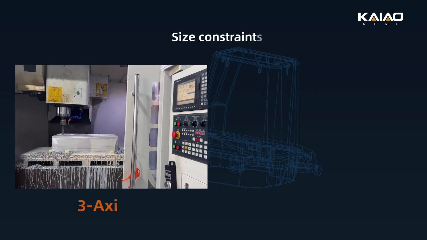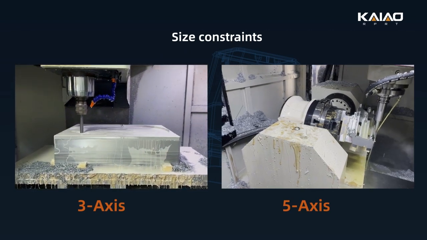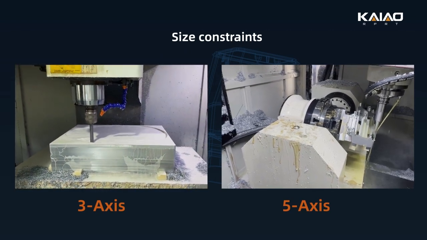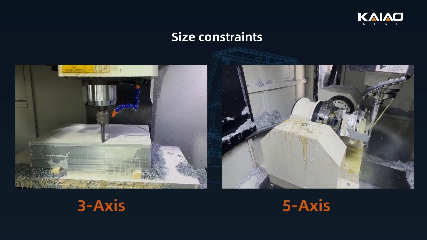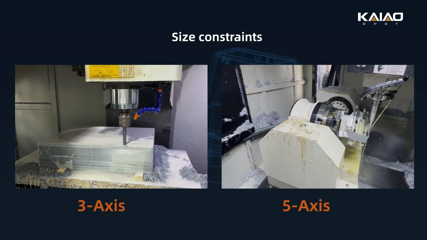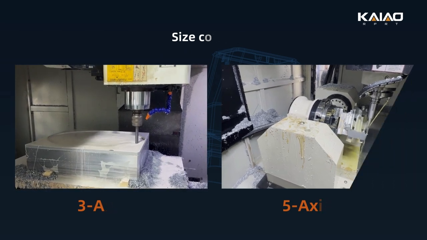Second, size constraints, because 5-axis machines need extra room for the table to tilt and rotate without crashing. Their maximum part size is usually much smaller than a 3-axis machine of the same physical footprint. Big, heavy structural plates are actually much better suited for the raw, rigid power of a 3-axis machine.